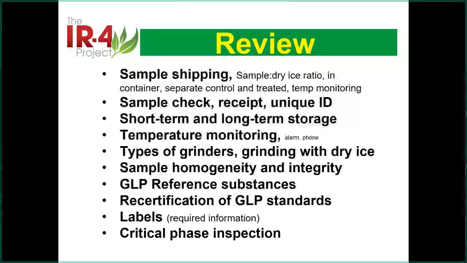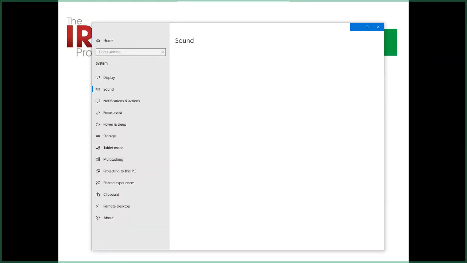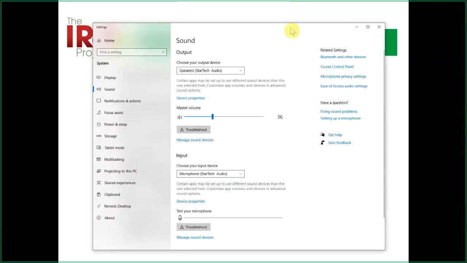So first we learned sample shipping here. For example, if you hand deliver, you still have to freeze your sample. For example, if your field site is a kilometer away, so it's not too far, and you can hand carry your sample, put it in a box, and send it to the lab, which is allowed.